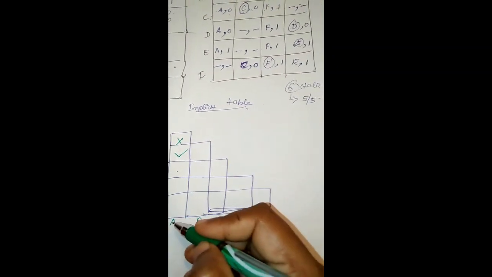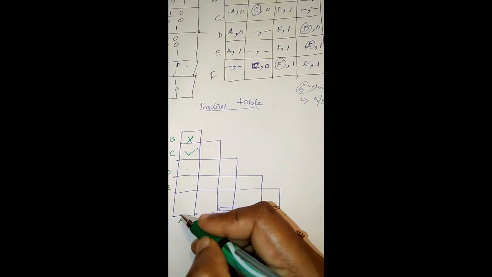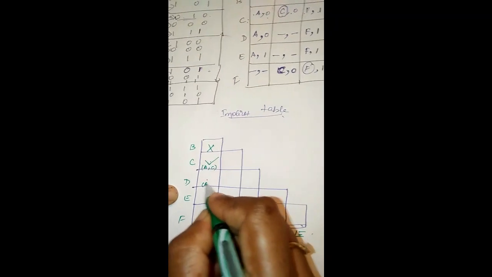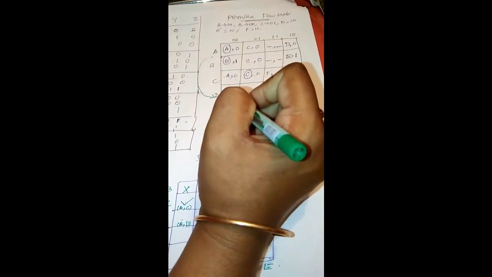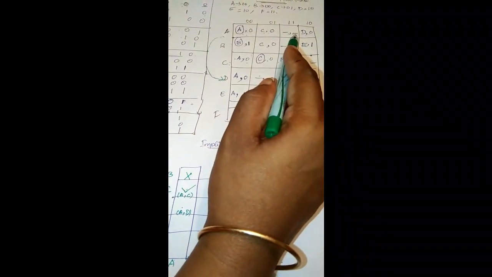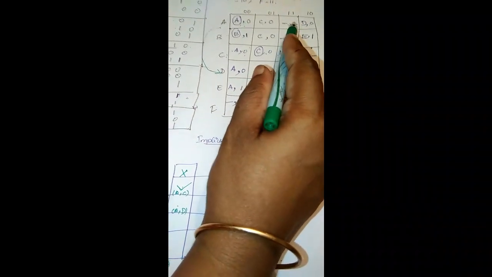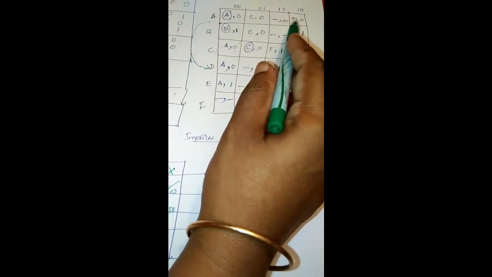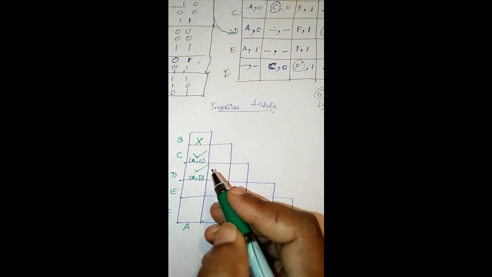Now compare the next, A with D. Here we have compared A with C. Now you can compare A and D. You can see A comma 0, A comma 0, C comma 0. You have a don't care here, which can be filled with C comma 0. You have F comma 1 here and a dash, which can be filled with F and 1. And you have D0, D0. So A and D are alike, and you can put a tick over here.